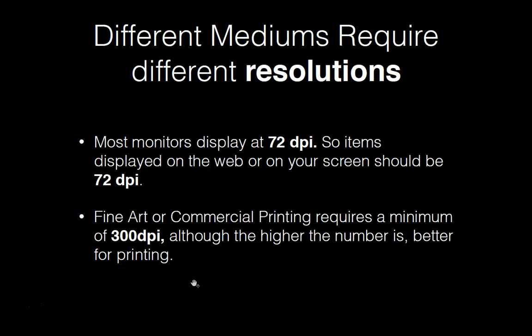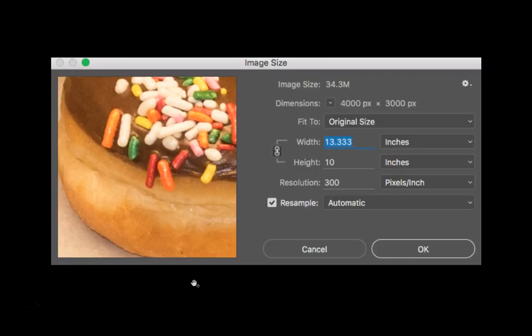Now, different mediums require different resolutions. Anything you see on the internet or a display, a television, is going to be 72 PPI. Anything that we work on that's for fine art or printing requires 300 PPI. You should always work on a project at 300 because you can scale it down later. Everything you turn in for this class needs to be 300 DPI or PPI. You can always adjust the resolution within Photoshop, and we will talk about doing that in the Photoshop demo.